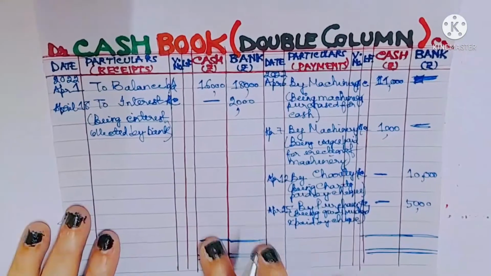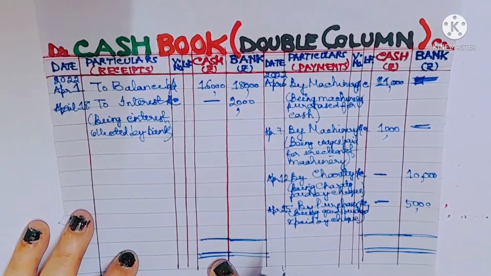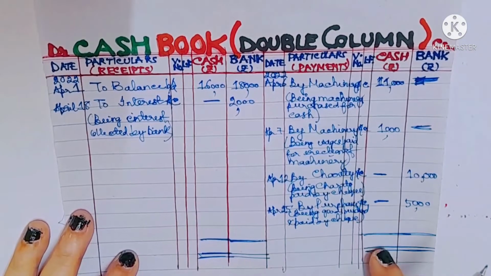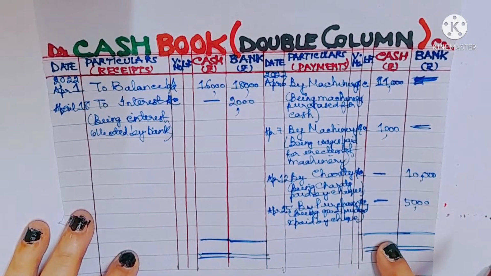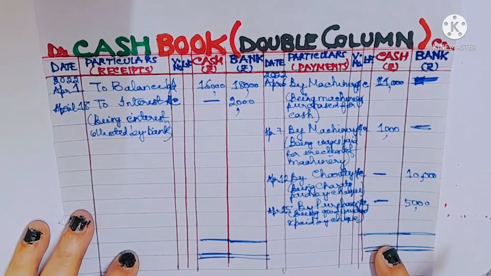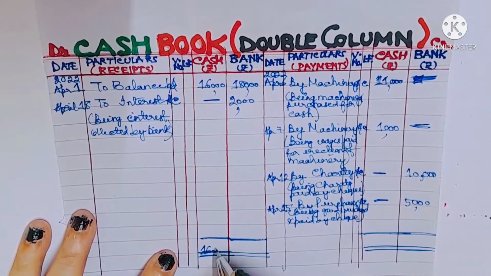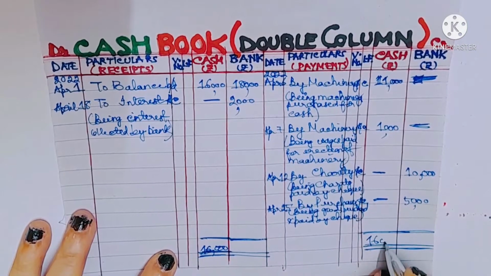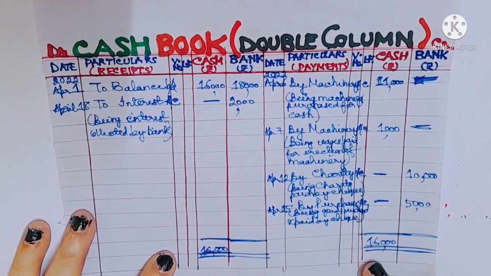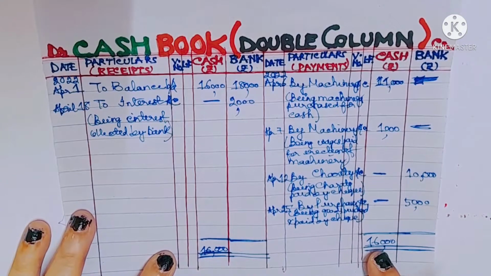Okay, so the total of cash column on the debit side is 16,000 and the total of cash column on the credit side is 12,000. So what is the rule? The rule is to write the bigger figure. So we'll write 16,000 on both the sides, because the total of cash column on the credit side is 12,000.